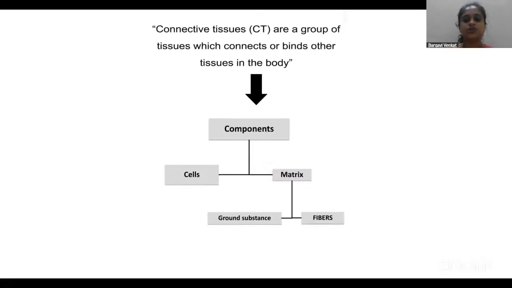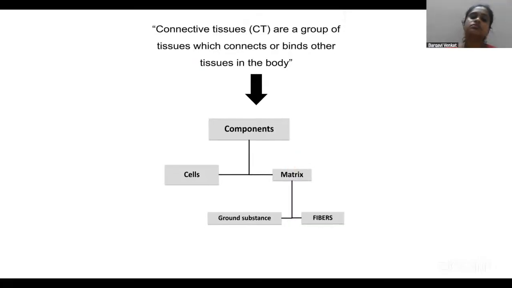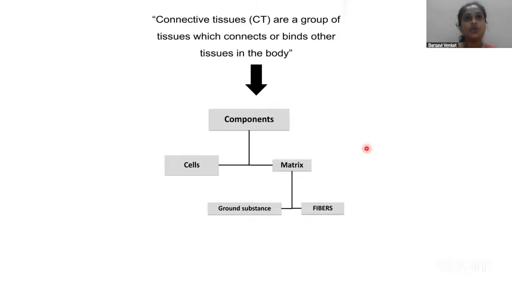Your connective tissue is basically a group of tissues which connects or binds other tissues in the body. Okay. So connective tissue as such is not a single part. It is made up of cells and matrices. So you're going to have a background. Over the background, you're going to have the cells scattered. So that background is your matrix, and this matrix is made of ground substances and fibers.